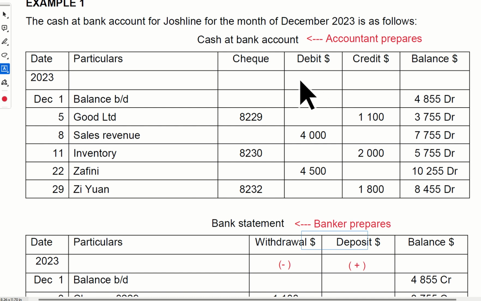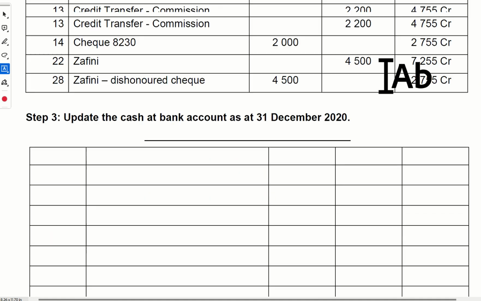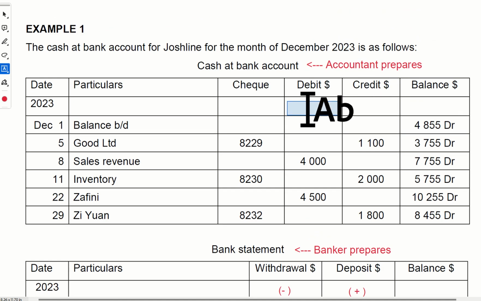I also want to remind you to always write the accounting rule for the cash at bank account. Debits will be positive, you receive money in the cash at bank account, and credits will be minus, you make payments from the cash at bank account.